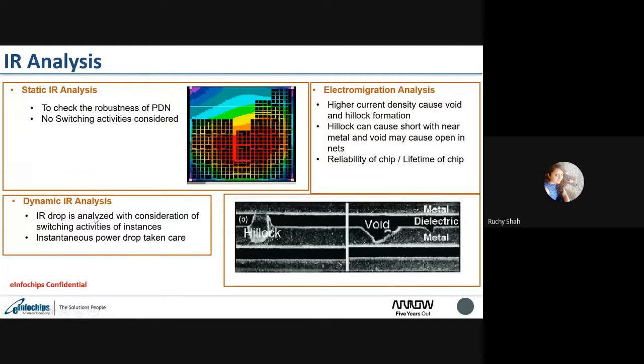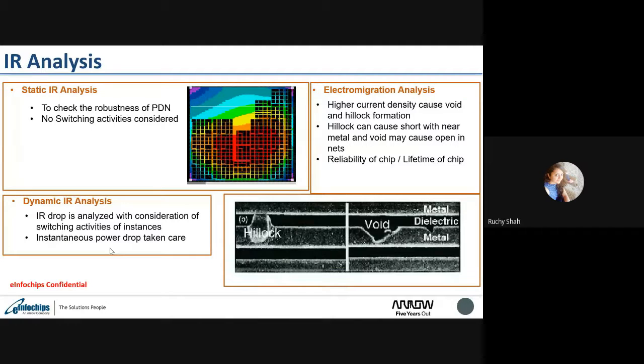In dynamic IR analysis, we basically consider the switching activity of each and every instance. So instantaneous power drop is taken care of in your dynamic IR analysis. And I have mentioned a decap cell in the beginning, where we were talking about the pre-placed cell. So decap cells here are used to take care of the dynamic IR analysis, dynamic IR violations. That is useful here.